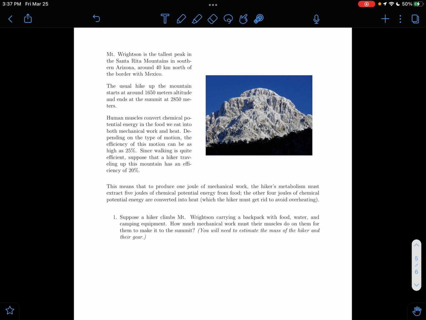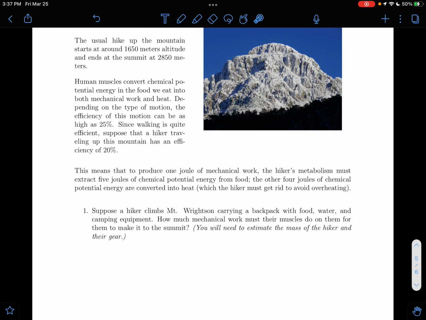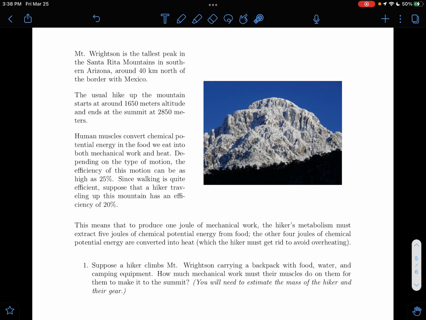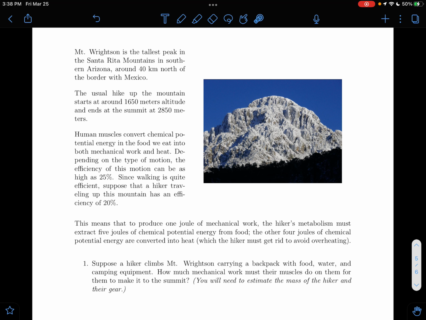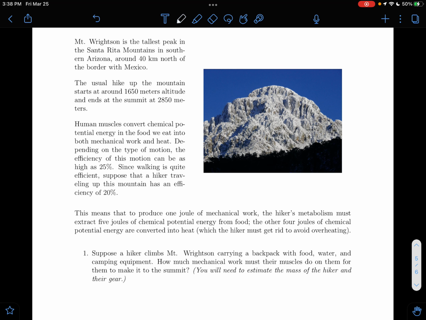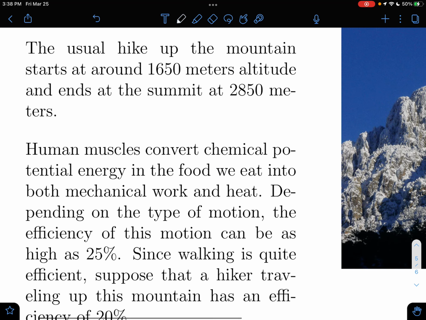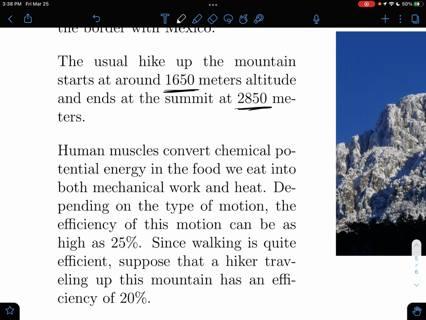So now we're looking at work energy in terms of climbing a mountain. So for this one, we're going to be looking at whatever this mountain is. We start the hike around 1650 meters, and we end around 2850 meters. So we have some displacement that we're going.